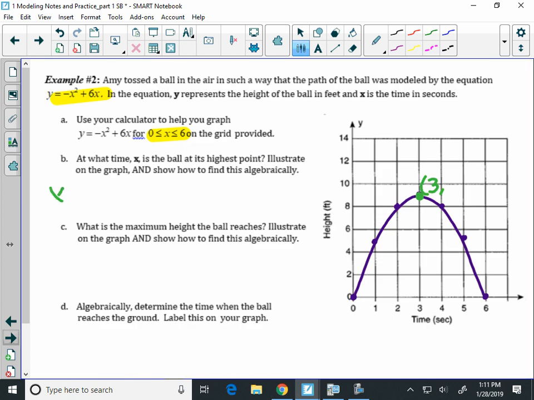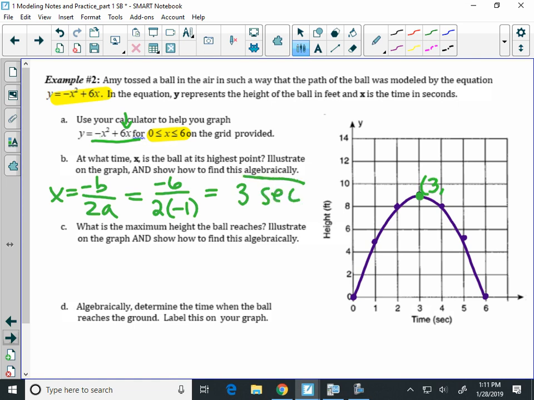So that's what we're going to use here to make sure we can do it algebraically, because you might not have a graph every time. You might have to find the time of the maximum by hand. So when I look at my equation, what's the opposite of b? B is 6. So the opposite of 6 is negative 6 over 2 times what's a? Negative 1. Negative 6 divided by negative 2 is 3 seconds.